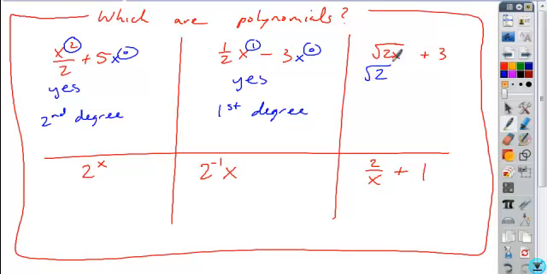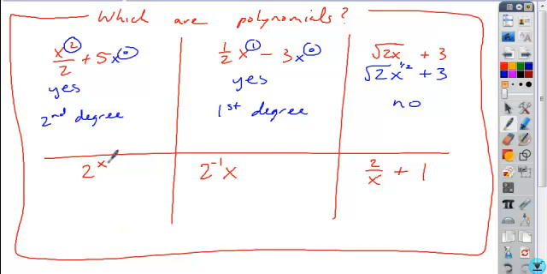Again, if we were to rewrite this with a power for x, it would be x to the square root converts into a rational power of 1/2. Is that a non-negative integer? No. So this one is not a polynomial, therefore it doesn't have a degree label for it. And what about the next in the bottom row?